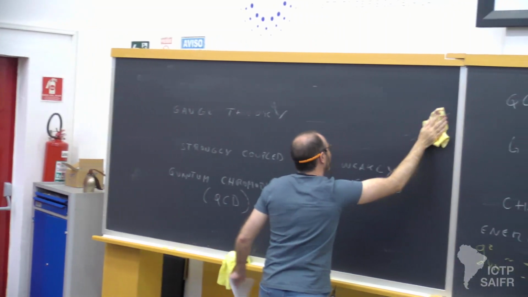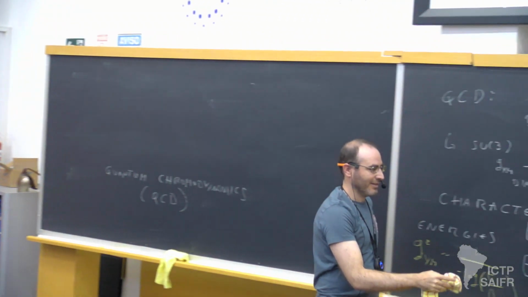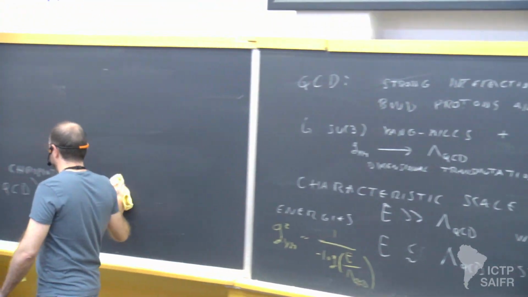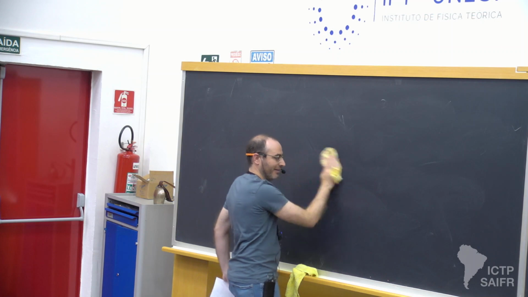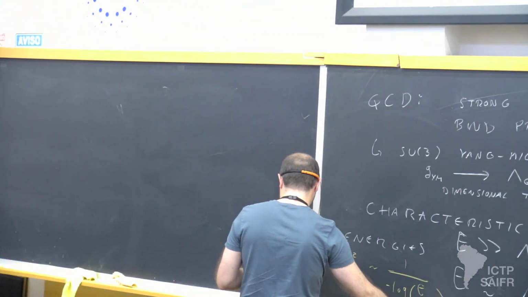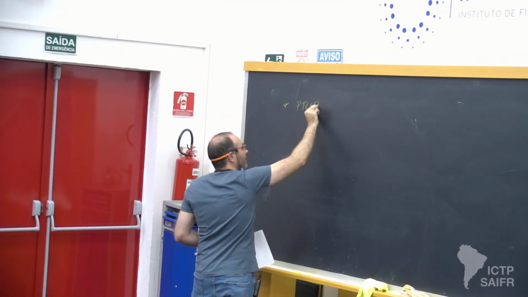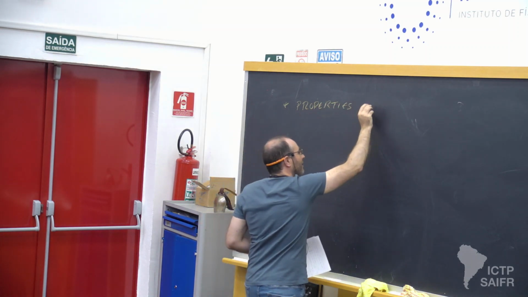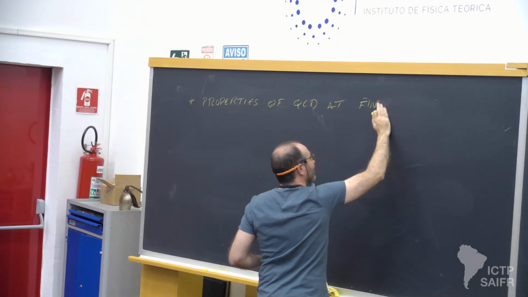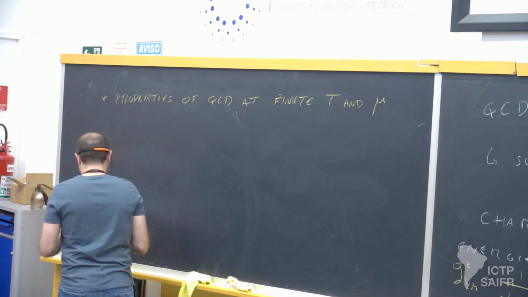so we will be interested in describing, well, first the vacuum properties of QCD, like the fact that you have these hadrons at strong coupling instead of quarks and gluons. But we will also be interested in describing QCD at finite temperature and finite chemical potential. Okay, so we're interested in finding the properties of QCD at finite temperature and chemical potential, in particular, baryon chemical potential.